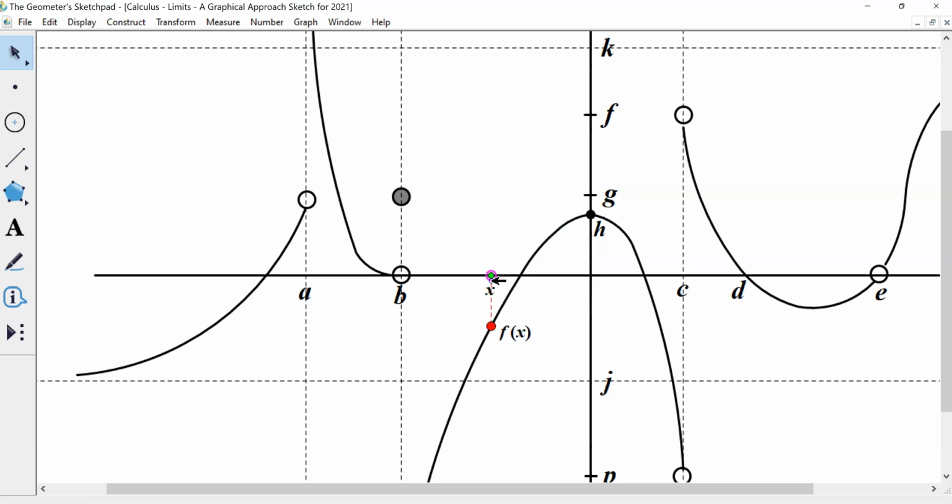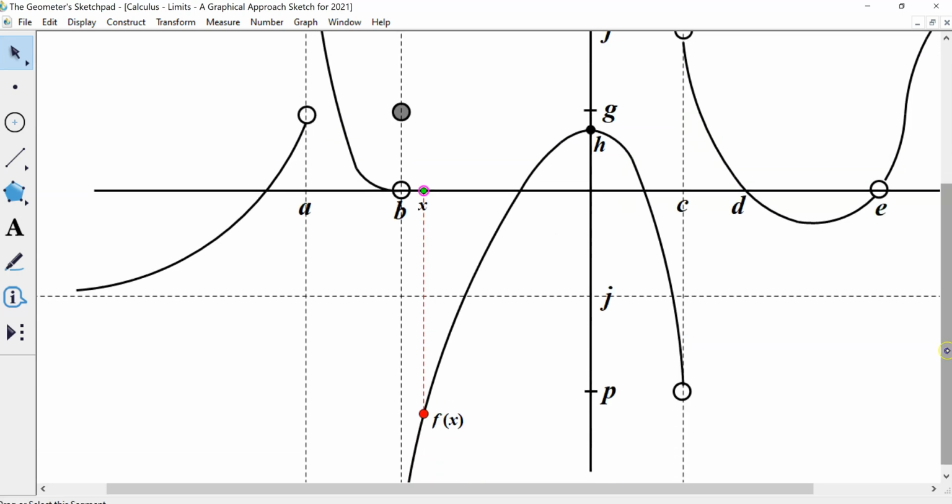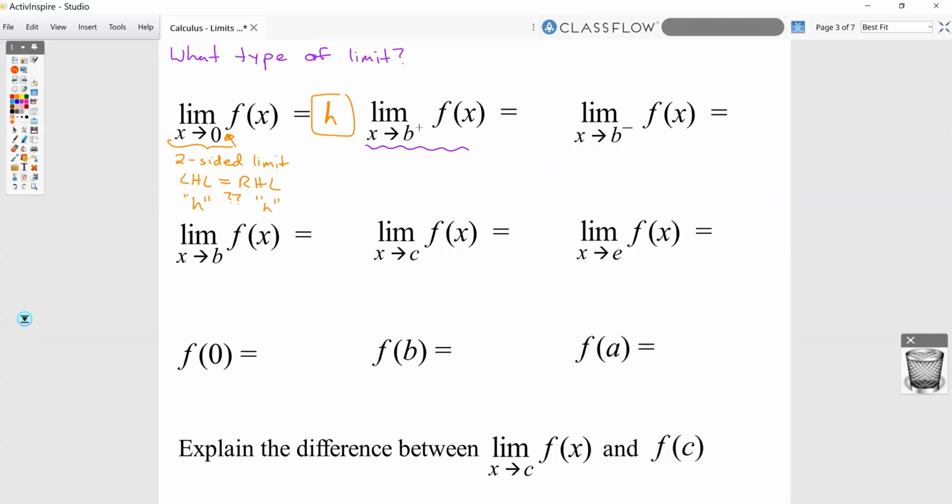As we come closer and closer to b from the right, let me see if I can scroll down a little bit. It looks like as we get closer and closer to b, the graph just goes down and down and down forever in a negative direction. So as we keep going down and down and down, what would that mean the answer is? That means we're equaling negative infinity.